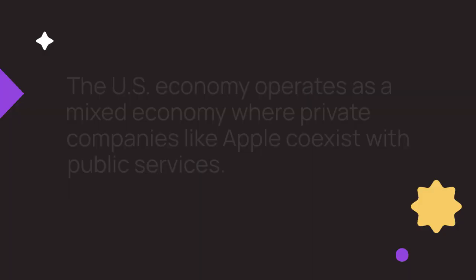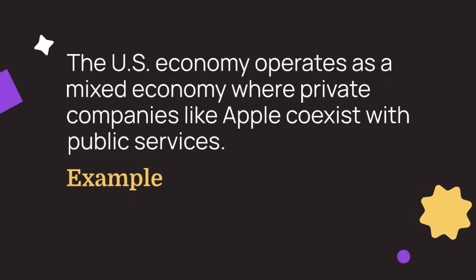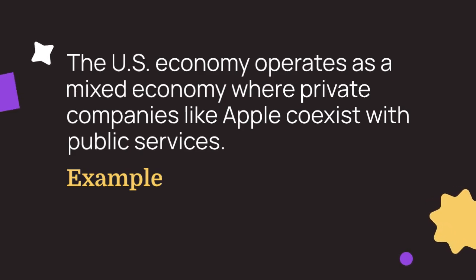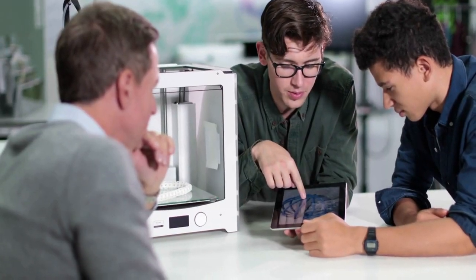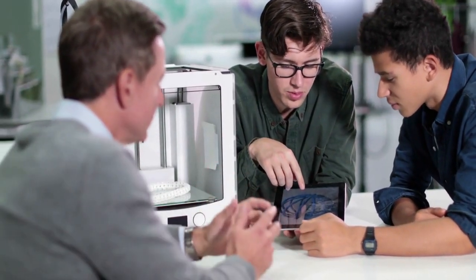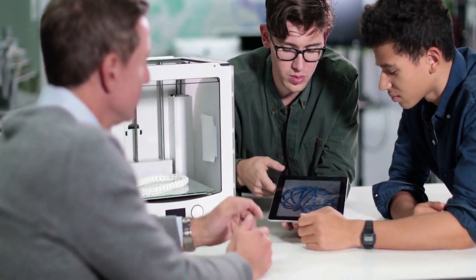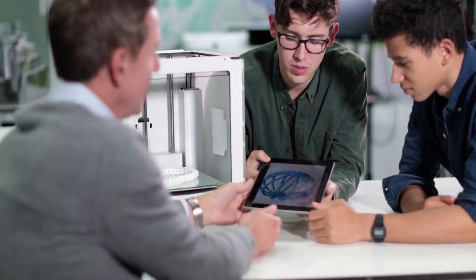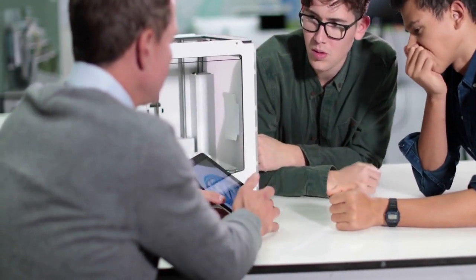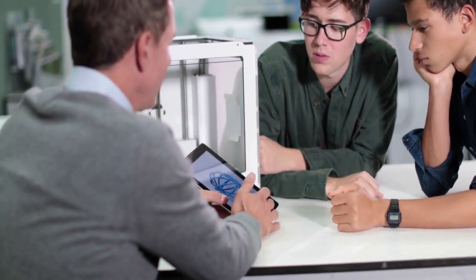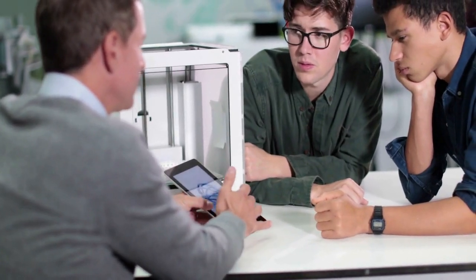Perfect analogy. Think of the US, for example. That's a mixed economy, a blend of different approaches. You've got companies like Apple, privately owned, creating cutting-edge tech like iPhones. And then you've also got public services like education, healthcare, provided by the government. This mix of private and public sectors, that's what makes it a mixed economy. And both are essential. Right. Makes total sense. So we've got our ingredients, our economic recipe.